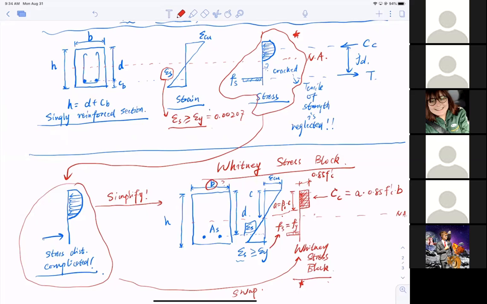Well, before that, are you looking at my tablet? Yes. Right. So there's a width. Don't forget, this is only one slice. You need to multiply by the width. Okay. Gotcha. Good answer. So that's 0.85 F prime C B A. Always remember B. I can't stress this enough. Okay. All right. Thanks a lot. And this is the total compression force from the concrete.